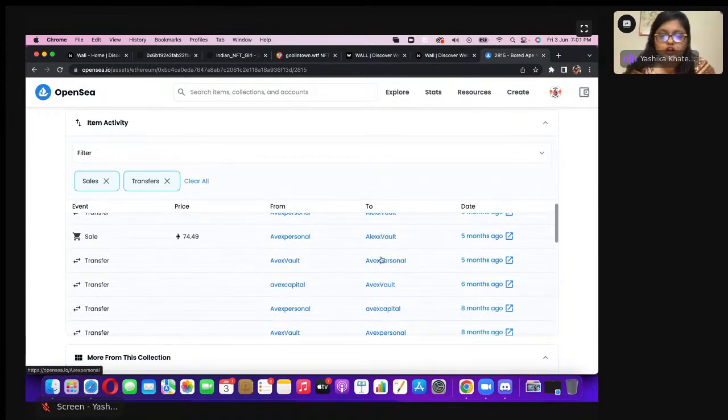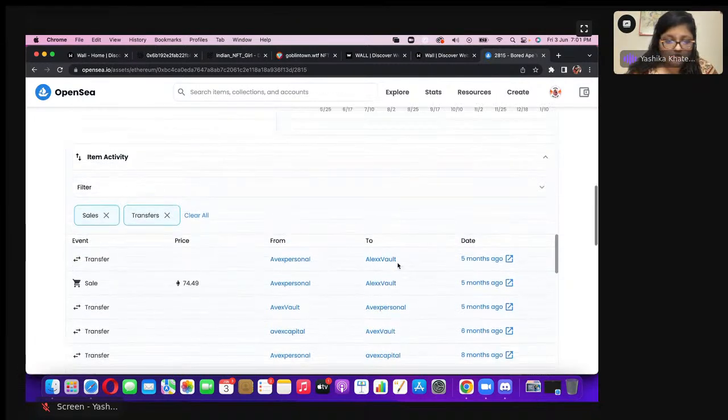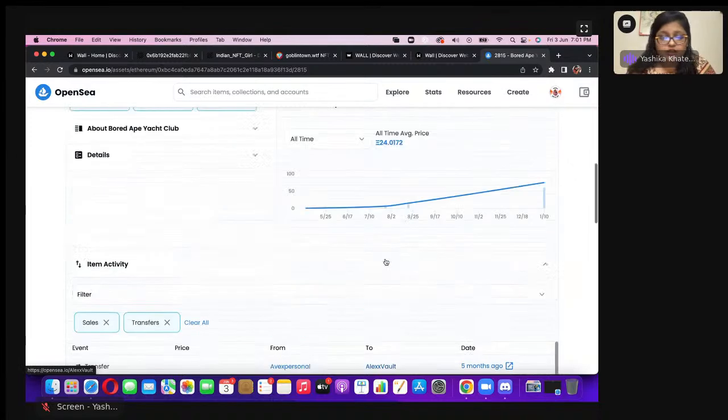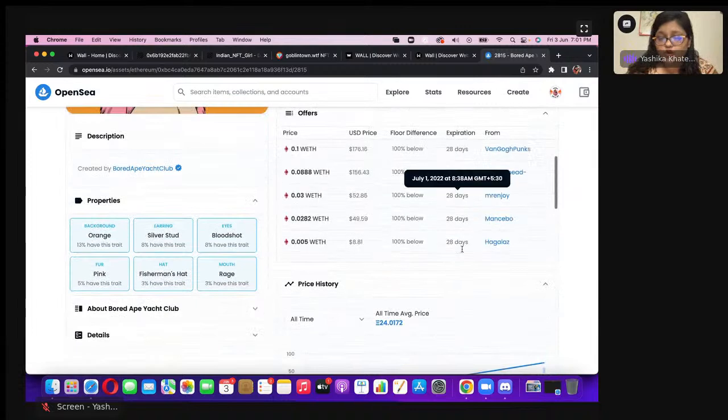And the day he thought that he wants to sell that NFT, he actually sold it, but he sold it to his own self. So you see here it's Avex Vault only who's got it. So now from Avex Personal, the NFT got transferred to Avex Vault, and now the holder is Avex Vault, and he has put it up for auction.